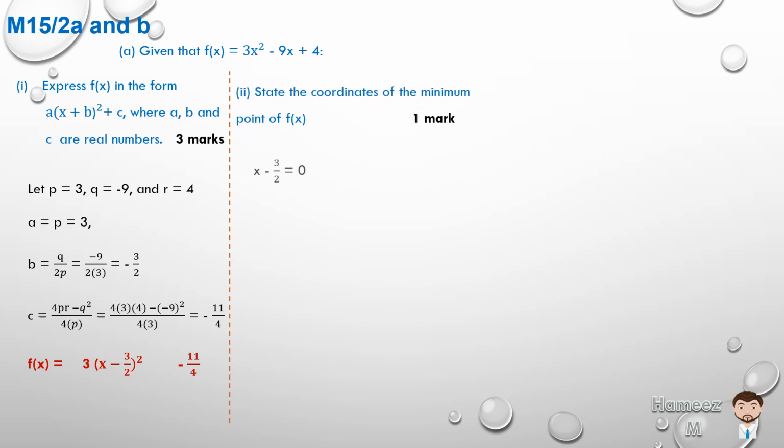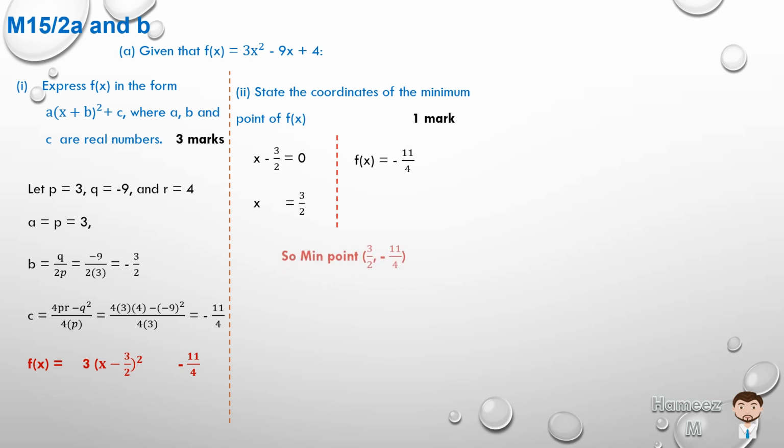So x minus 3 is equal to 0. Remember, in order to find the minimum point, what that means is we need to make the brackets as small as possible. And for that to happen, we have to say x minus 3 on 2 is equal to 0. So x is equal to 3 on 2. And when x is equal to 3 on 2, that means f of x is equal to minus 11 on 4.